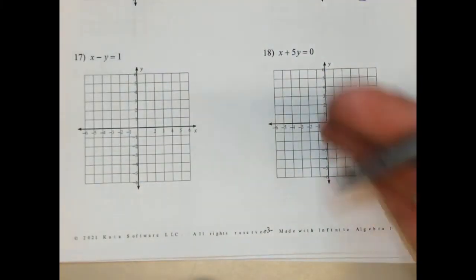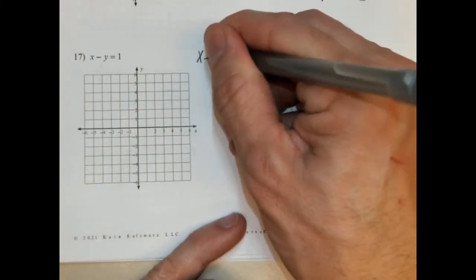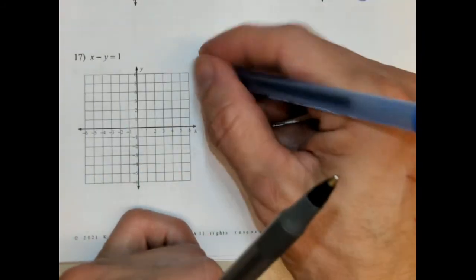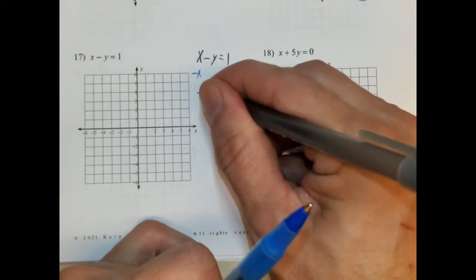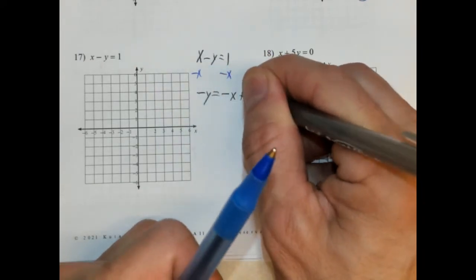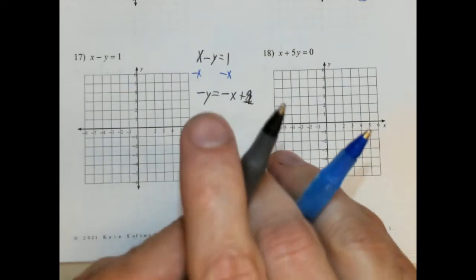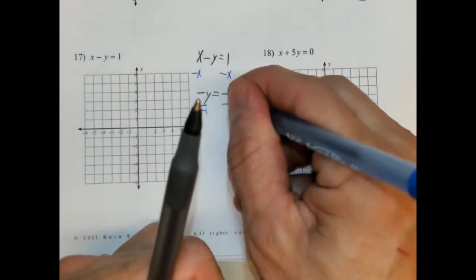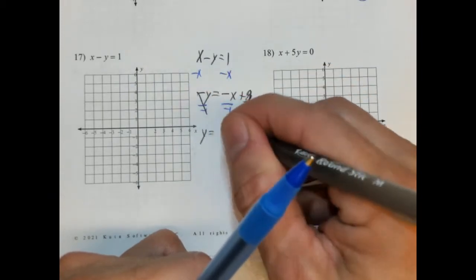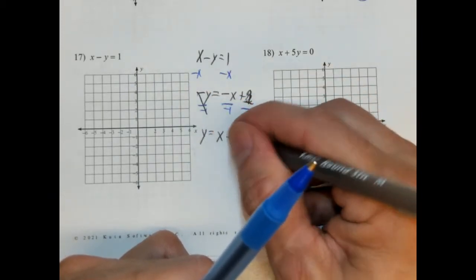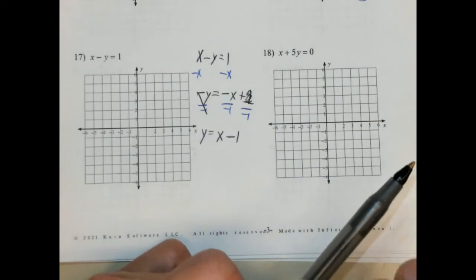So now we have x minus y equals 1. We're going to subtract x from both sides. Negative y equals negative x plus 1. Oops. Divide by negative 1. So y equals x minus 1, because 1 divided by negative 1 is negative 1.